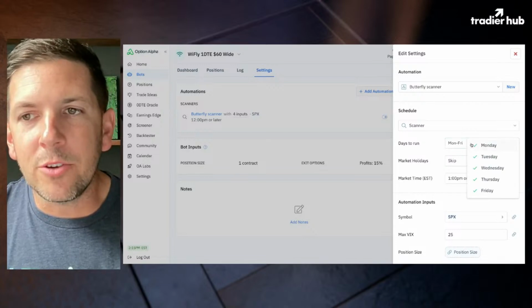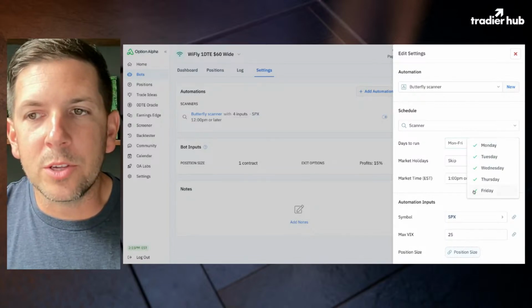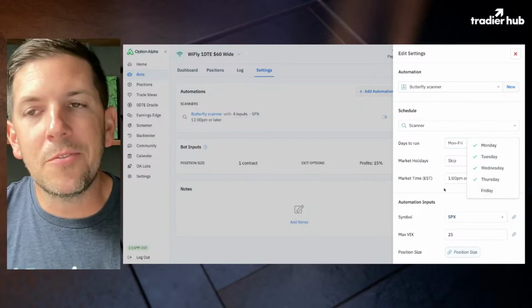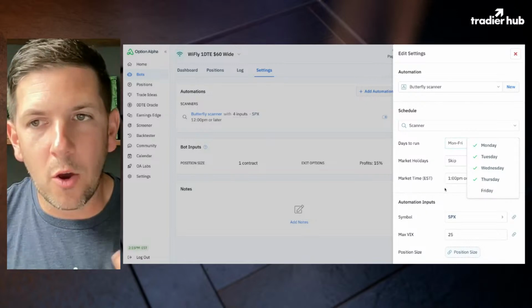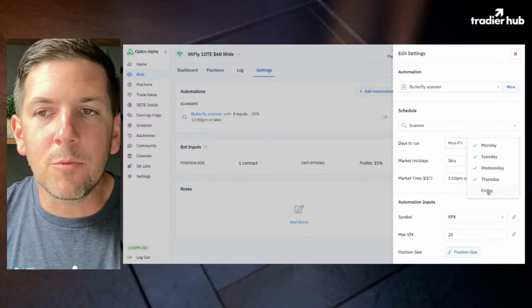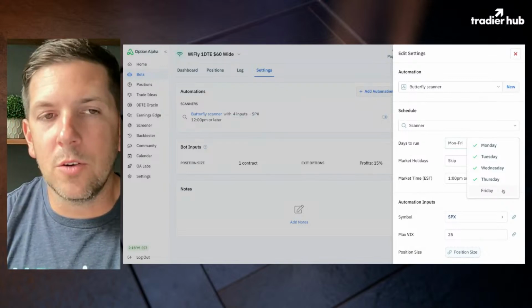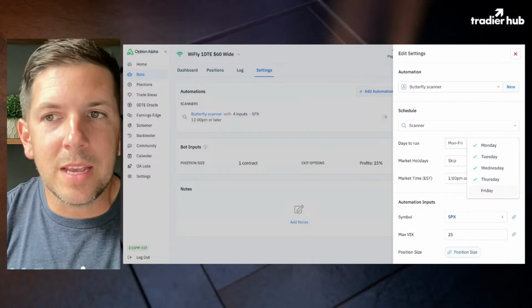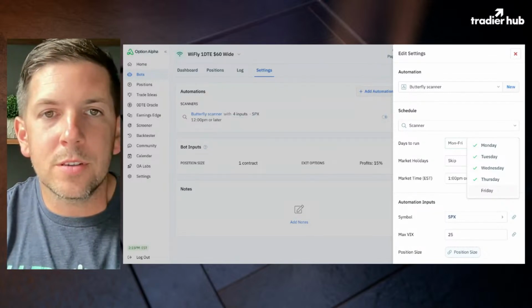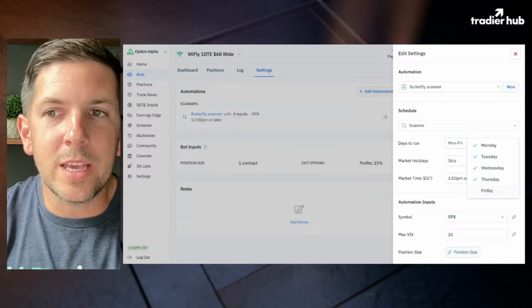And then the other thing that you could do, and I've seen a lot of other people do this also, is skip Fridays. If you don't necessarily want to trade over a weekend, you could remove Friday from the days to run, which is what I'm going to do here. I don't necessarily care to make this trade Friday afternoon to Monday morning because a lot can happen over the weekend.